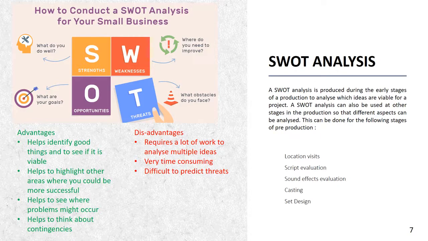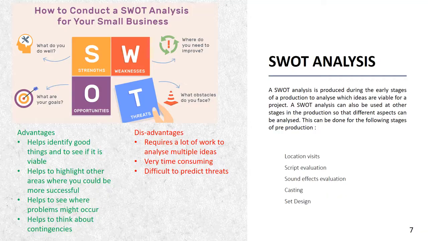It will obviously show you which one has got more strengths than weaknesses, which one of these ideas has got the most strengths and the least weaknesses, which one has got the least threats, the least health and safety risks, and things like that. So the best thing about SWOT analysis is it helps you to identify good things and to see whether ideas are viable or not. It also helps to highlight other areas where you could be more successful, and obviously look and start thinking about problems, issues that might occur, and how you could come up with a contingency plan.